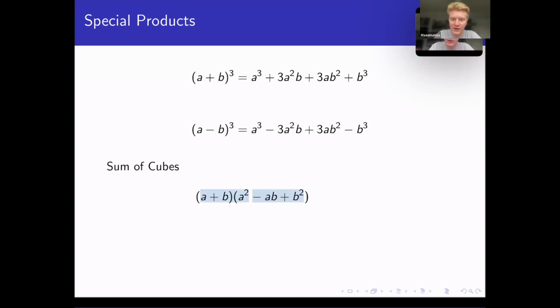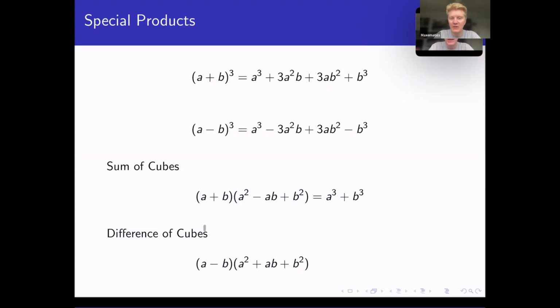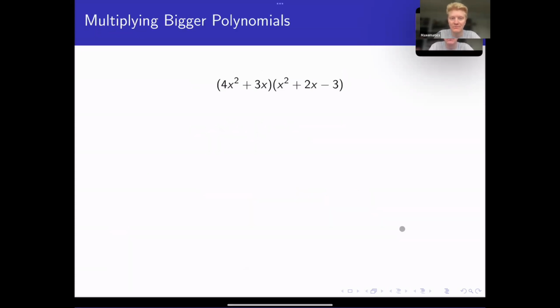You're probably not going to remember how to do this one. But yeah, this would be a cubed plus b cubed if you were to expand it. A minus b times a squared plus ab plus b squared would be a cubed minus b cubed. So again, this is a sum of cubes. This is a difference of cubes. If you want to see where these come from, these are really good polynomial practice for you guys to work on. Multiplying some bigger things, right?